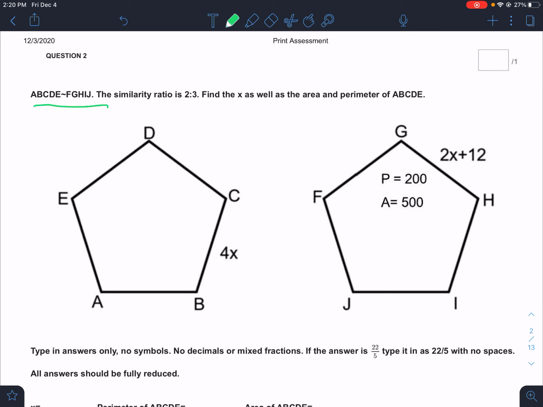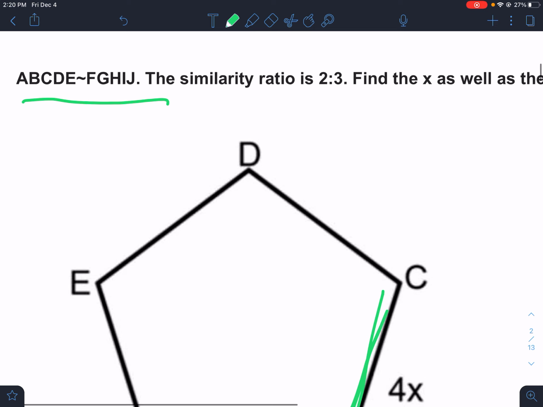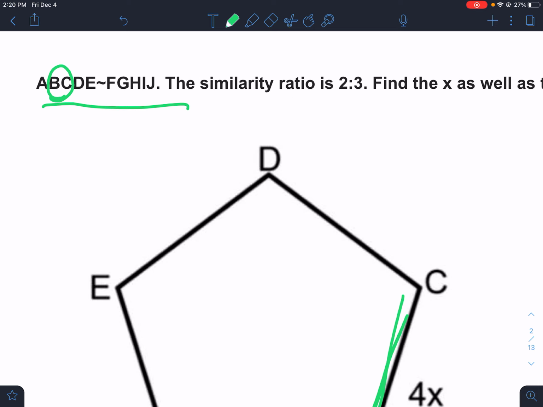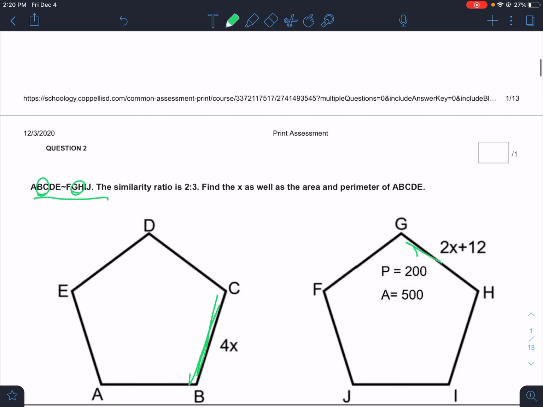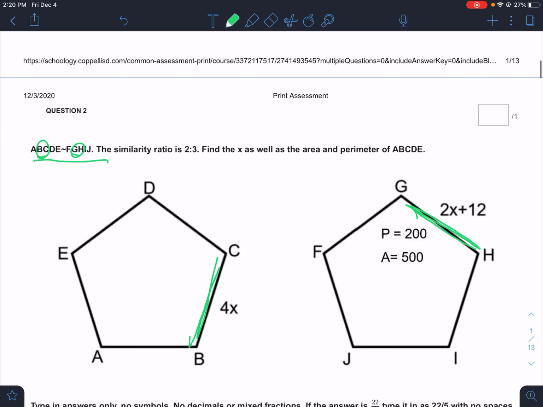They tell us these two are similar. Pay attention to the order. So like CB, if you look here, CB goes with GH. Now those are the only two that were on the picture, so hopefully you don't mess that up. But if there were more things, you have to pay close attention. The similarity ratio is 2 to 3. Find X as well as the area and perimeter of ABCD.